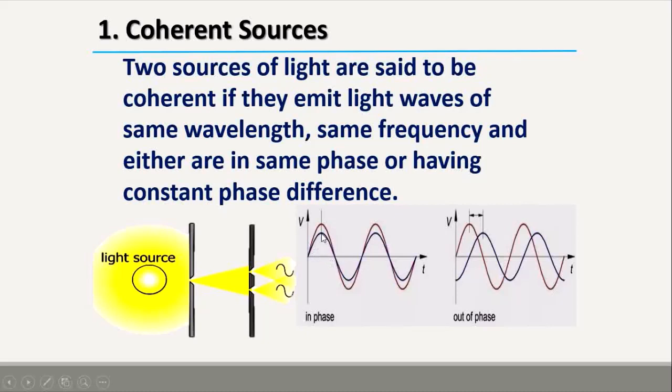So I am showing two simple waves. They are falling on one another. These two light waves are in phase because they are starting from the same point. If you look at this second diagram, they are not starting from the same point. On the y-axis, they are starting from different points, but if you observe very carefully, they are maintaining a constant phase difference. In such a case also, a pair of sources will be called coherent sources of light.